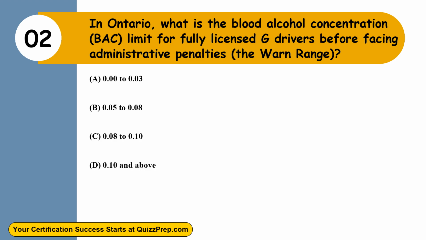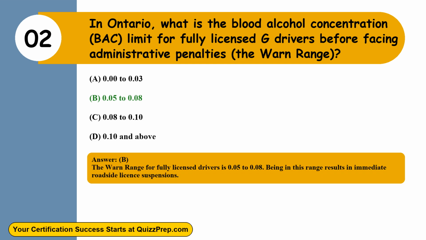administrative penalties? The WARN range. Option A 0.00 to 0.03, option B 0.05 to 0.08, option C 0.08 to 0.10, option D 0.10 and above. The correct answer is option B, 0.05 to 0.08. The WARN range for fully licensed drivers is 0.05 to 0.08. Being in this range results in immediate roadside license suspensions.